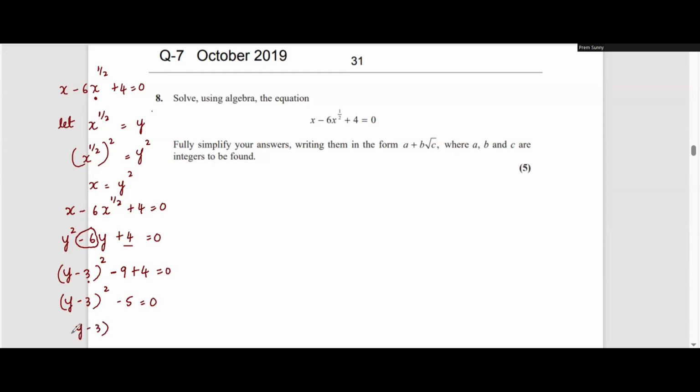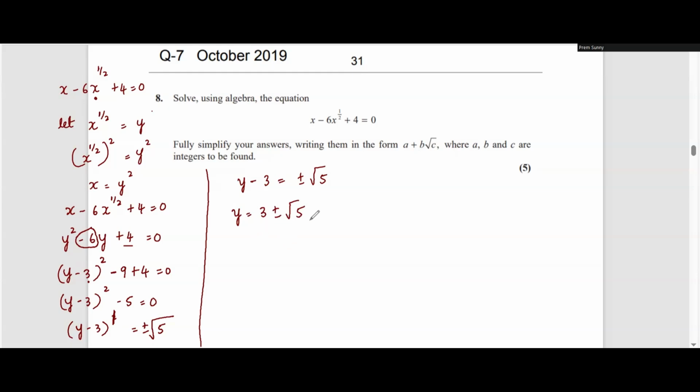Now, y minus 3, the whole square, is equal to 5. Now, I can cancel the square, but when I cancel the square, I need to put a square root on the other side and a plus or minus sign. Now, my equation has become y minus 3 is equal to plus or minus root 5. Now, minus 3 goes to the other side. It becomes y is equal to 3 plus or minus root 5. Now, this is the answer.